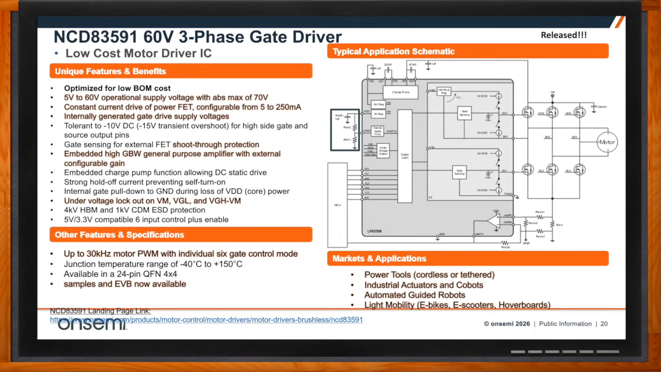It has shoot-through protection. There's an embedded high-gain bandwidth op-amp that can measure the I-sense of the phases. It's got under-voltage lockout. It can go up to 30 kilohertz motor pulse width modulation frequency. Its junction temperature range is minus 40 degrees C to 150. And it all comes in a very small 24-pin 4x4 millimeter QFN.